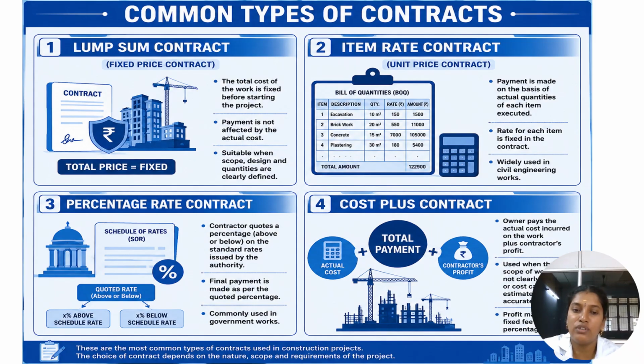Scheduled rate after, the quoted rate may be above or below the schedule of rates. So that is percentage rate. The cost plus contract is nothing but the actual cost.